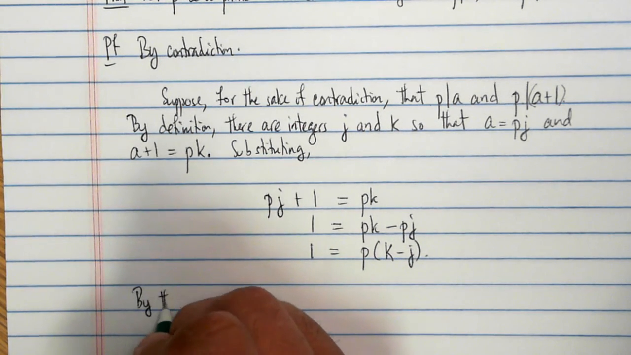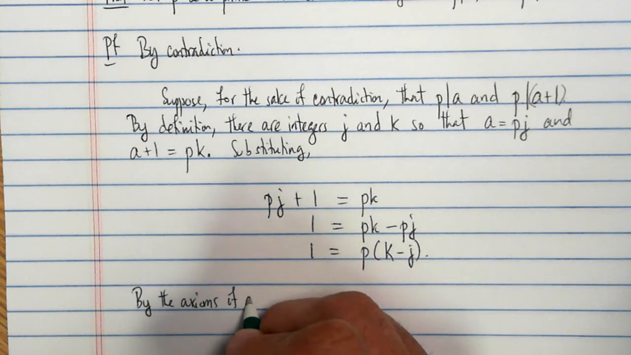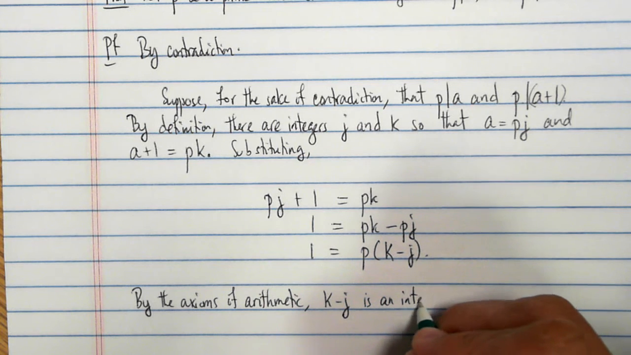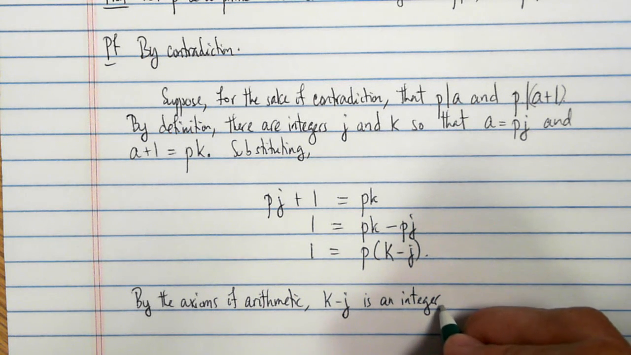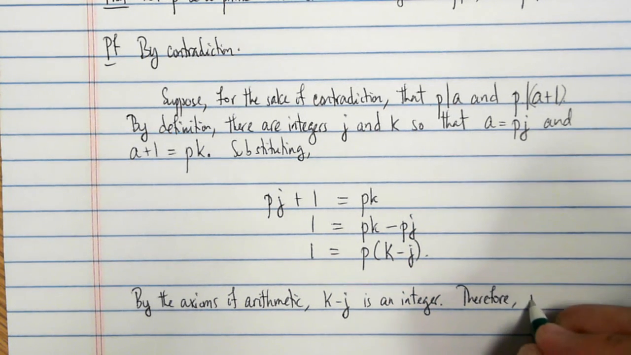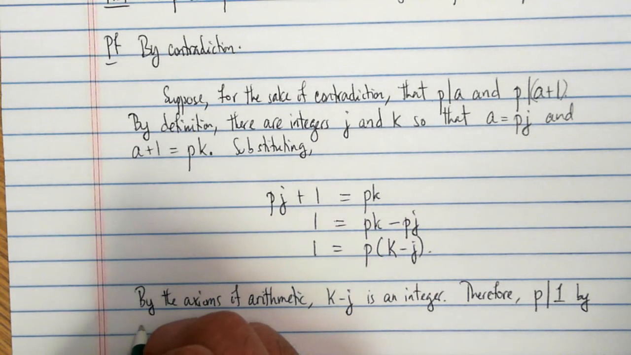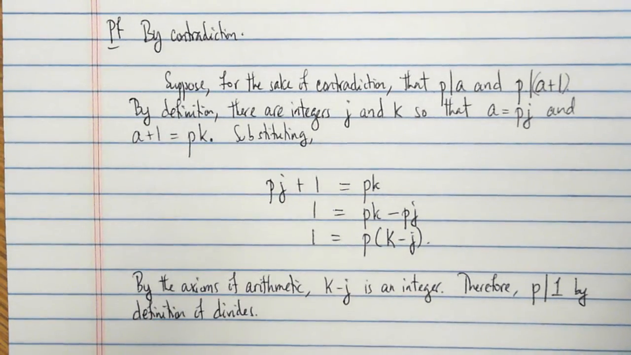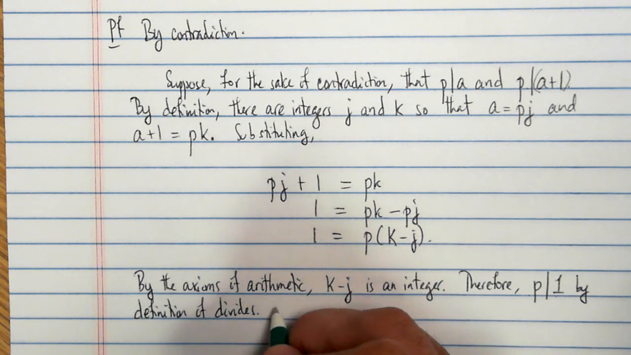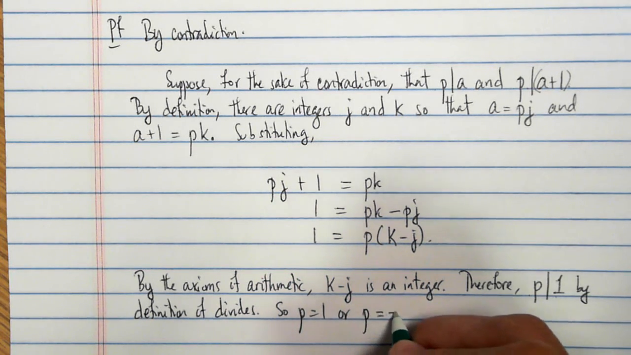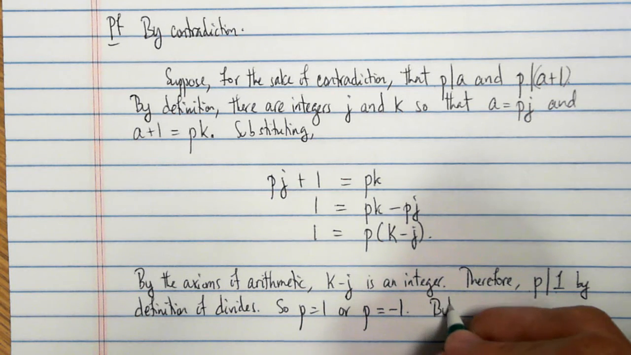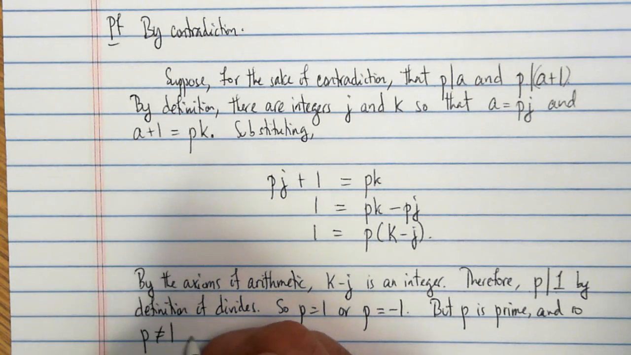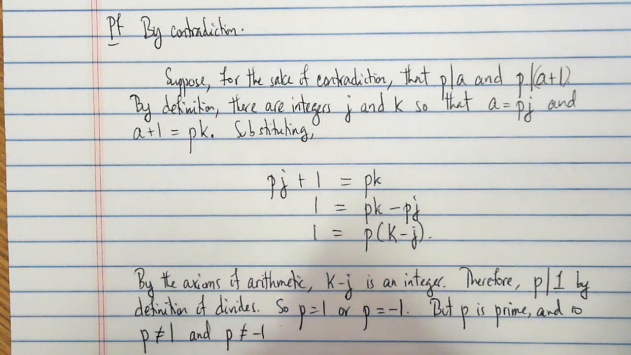By the axioms of arithmetic, k minus j is an integer. Therefore, p divides 1 by definition of divides. Well, the only numbers that divide 1 are 1 or negative 1, so p equals 1 or p equals negative 1. But that can't happen, because p is prime. And so p does not equal 1, and p does not equal negative 1 by definition.